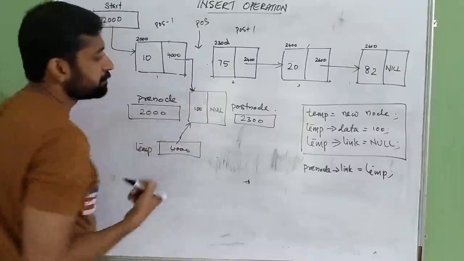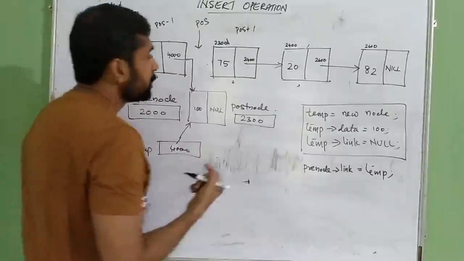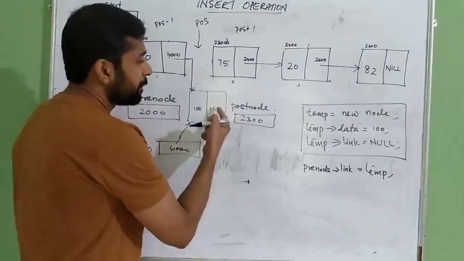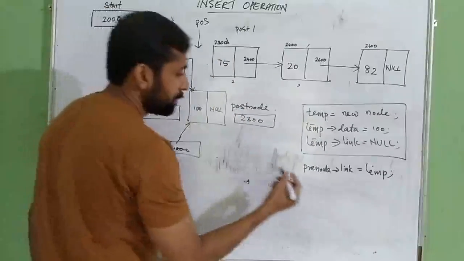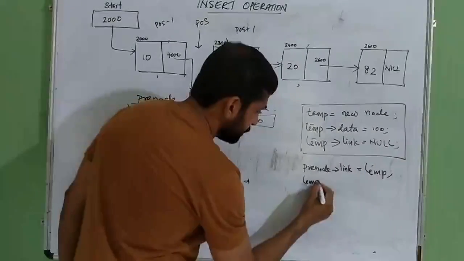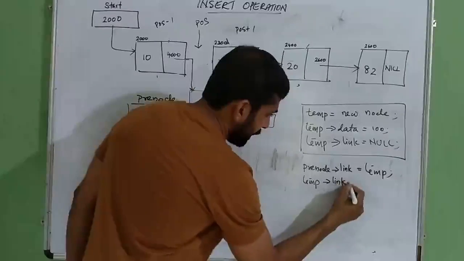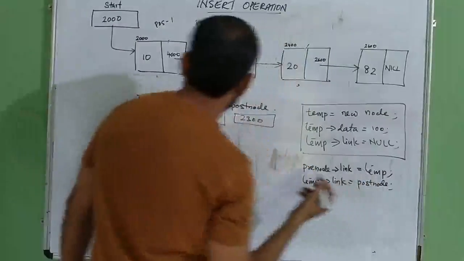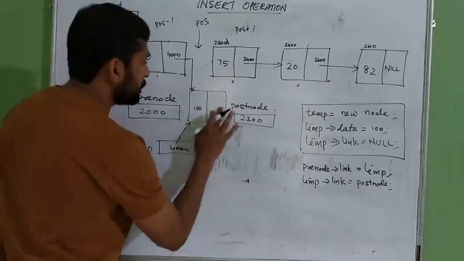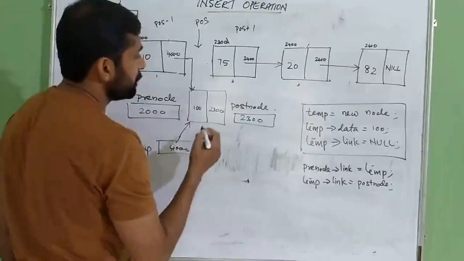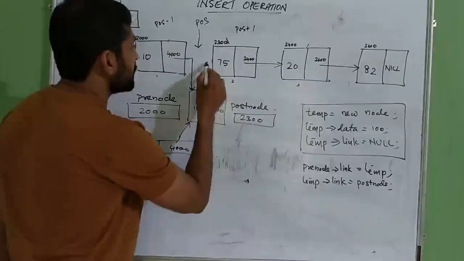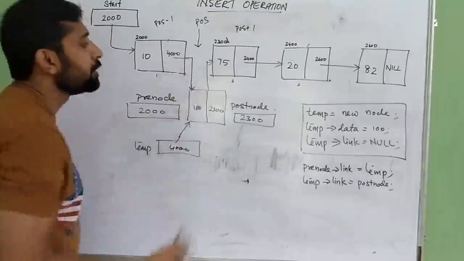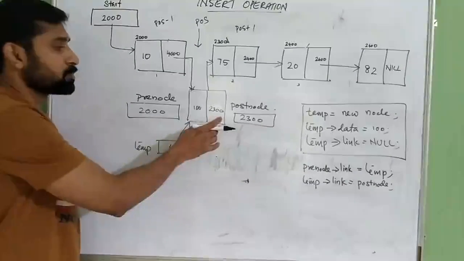This indicates this. Right? Now the next one is we have to store the address part of this with this 2300. So we can write temp arrow link equal to post node. So what happens? Post node is 2300, which means this points to this. So we have inserted a new node at position 2.